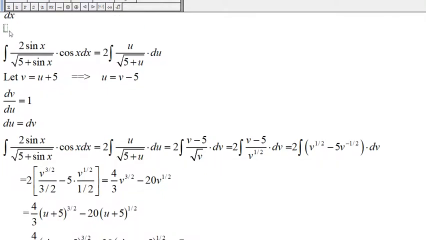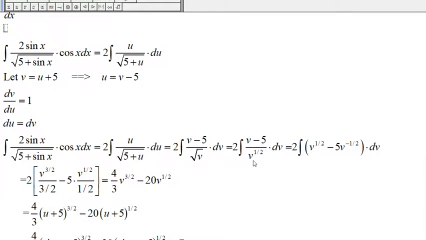And so now this integral right here becomes v minus 5, since u is v minus 5. 5 plus u is v, so we have the square root of v. And then we have a 2 right here.